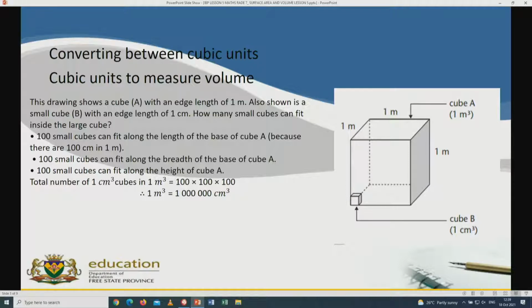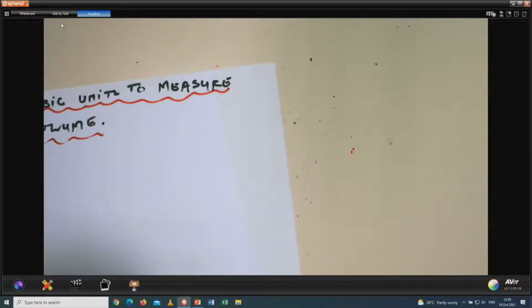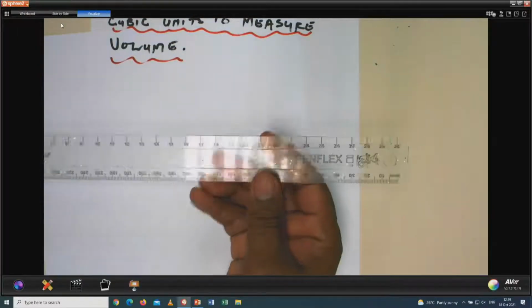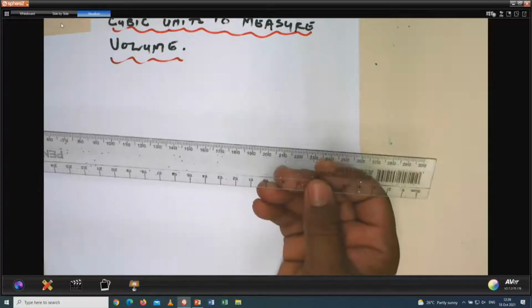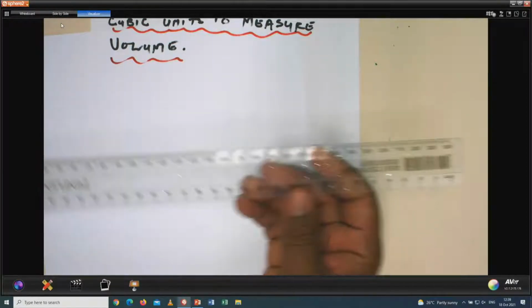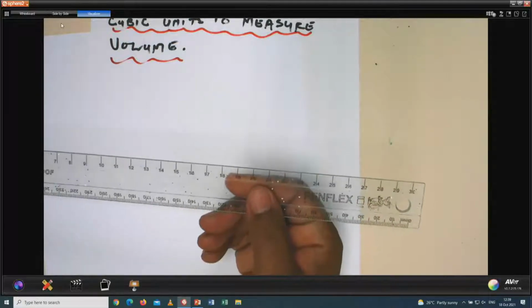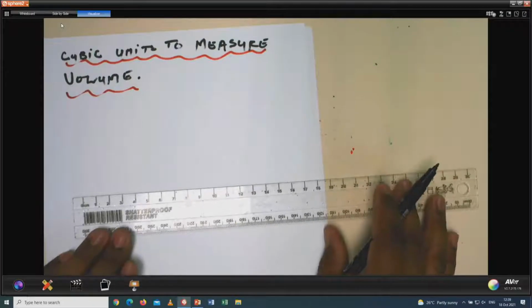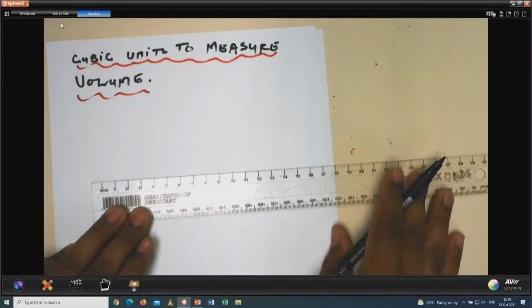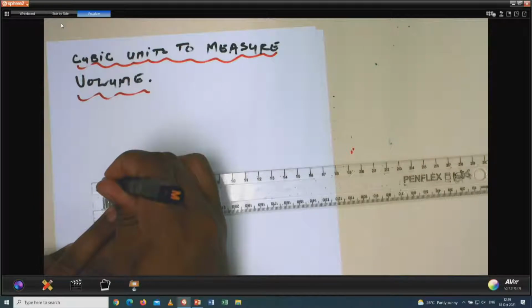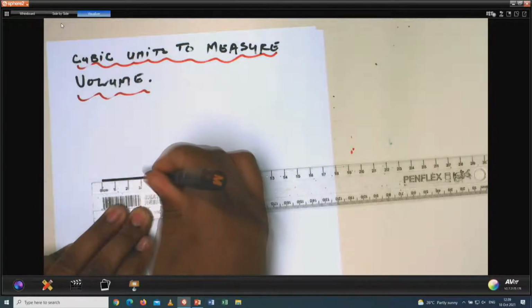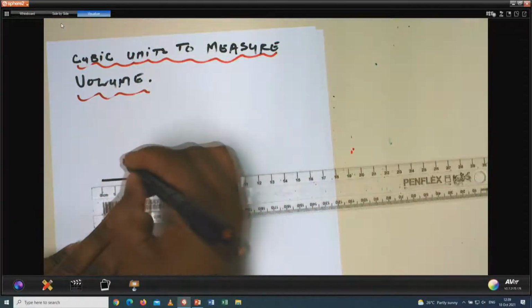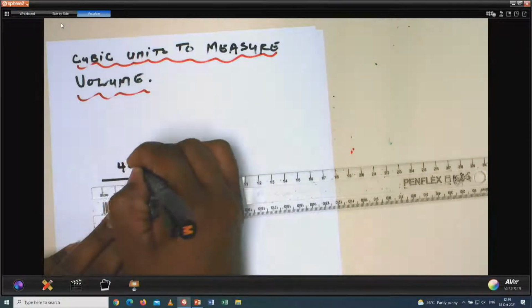You will recall that in grade 6, when we were dealing with measuring instruments, a ruler, let me just show you this. In a simple ruler, look here, I have measurements in millimeters and centimeters. For example, let me draw a line here from 0 to 4, and the length of this line will be 4 centimeters long.